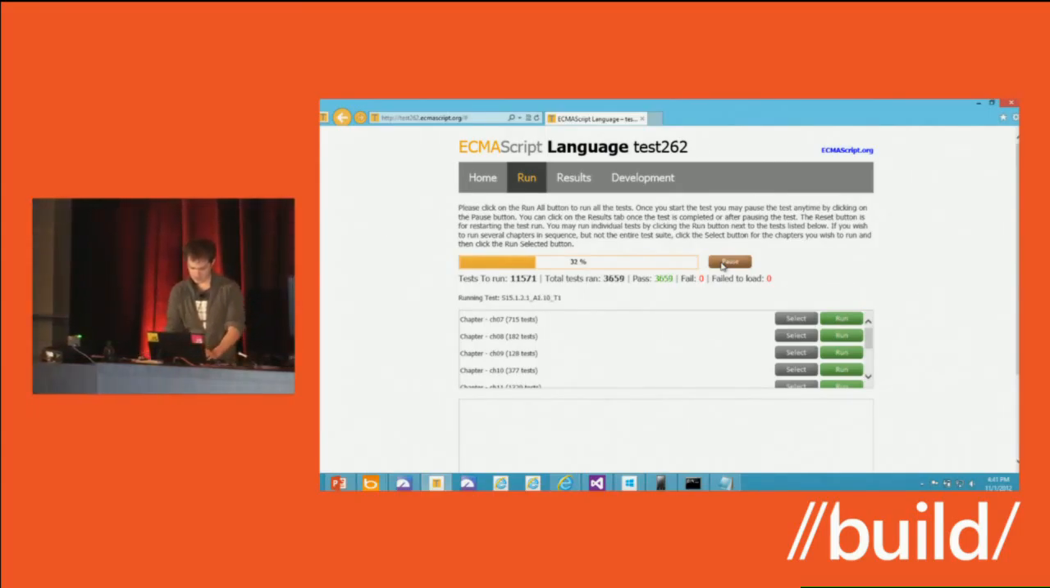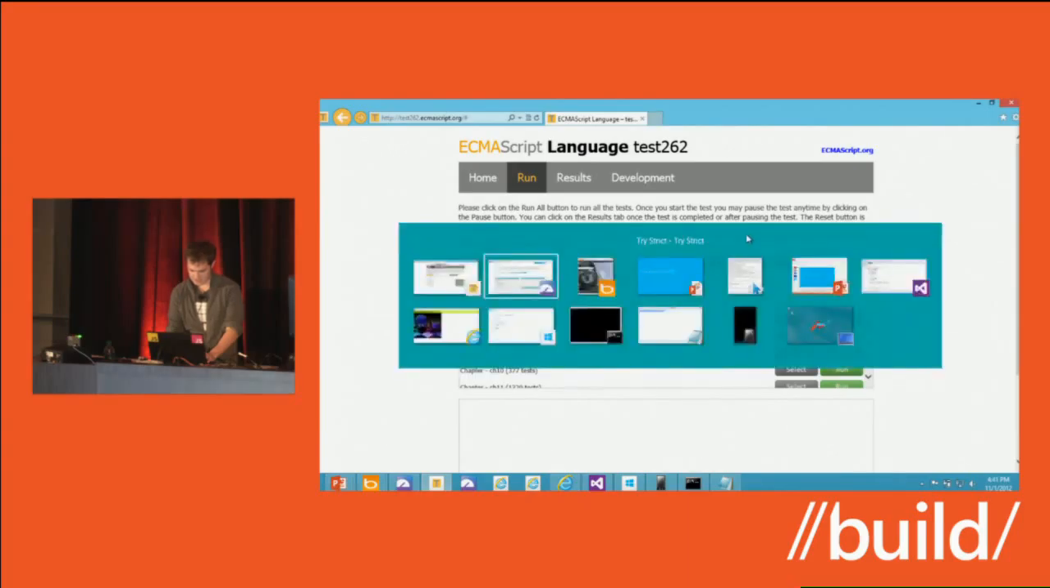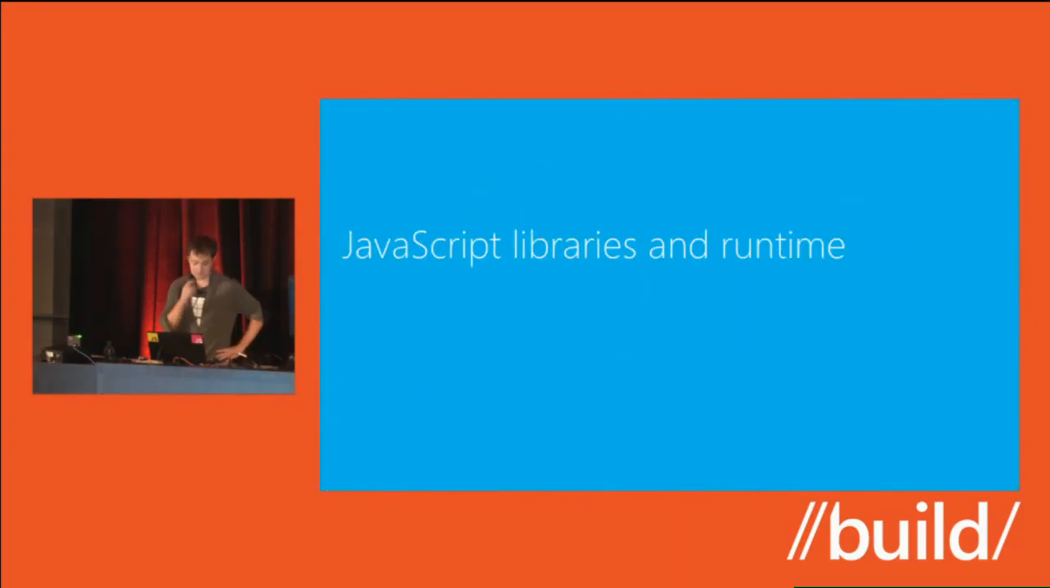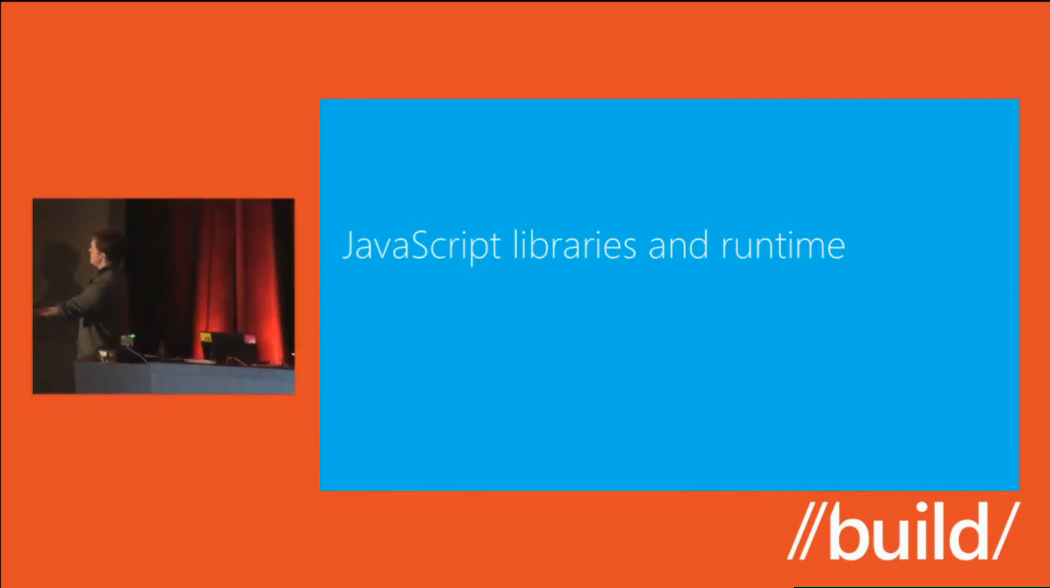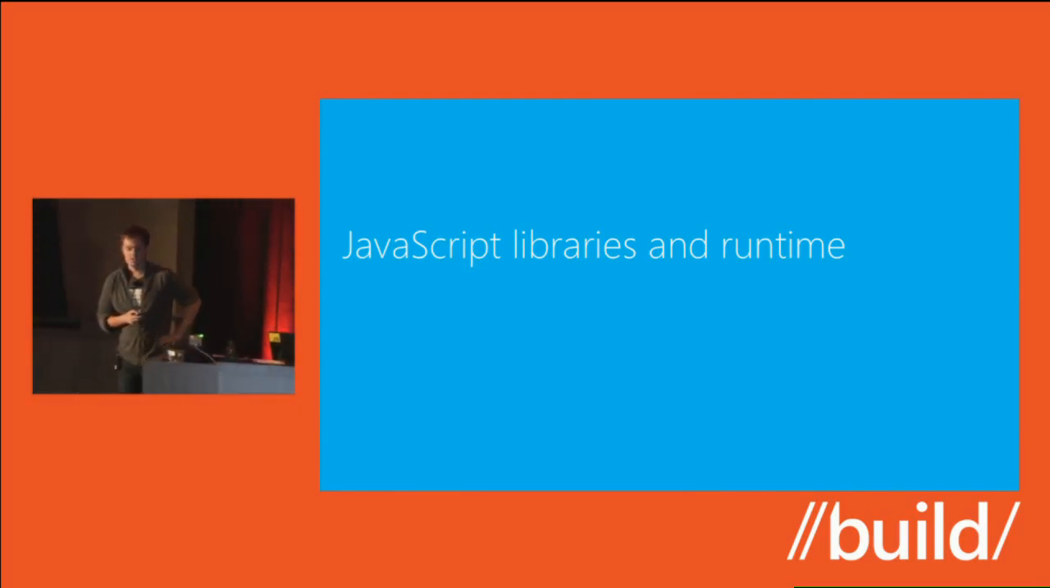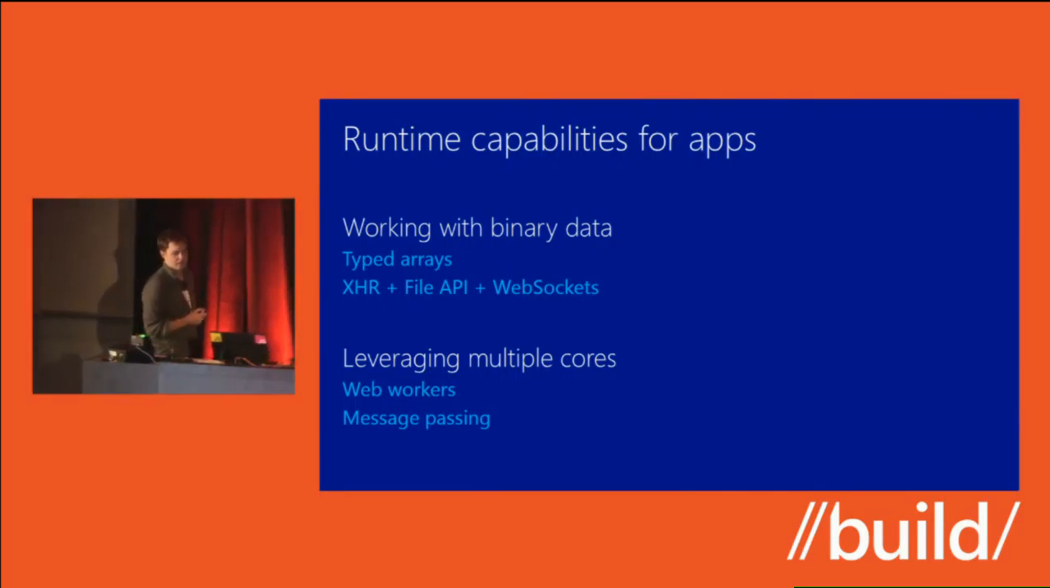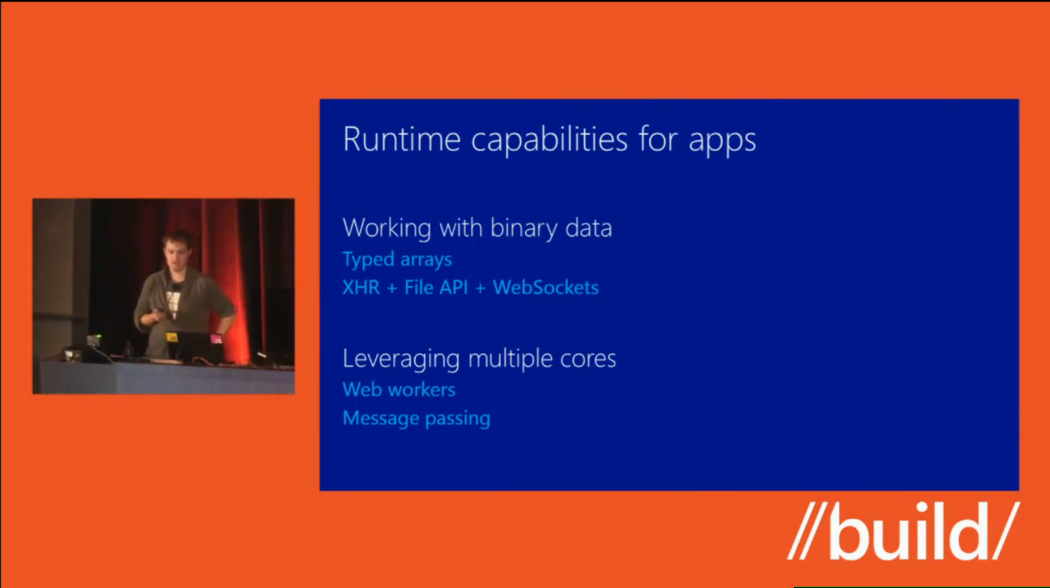So, okay, I'll stop that for now, and we'll swap back into some slides here. Okay, so the second section here is about some libraries and runtime capabilities. In specific, I want to talk about binary data and leveraging multiple cores.